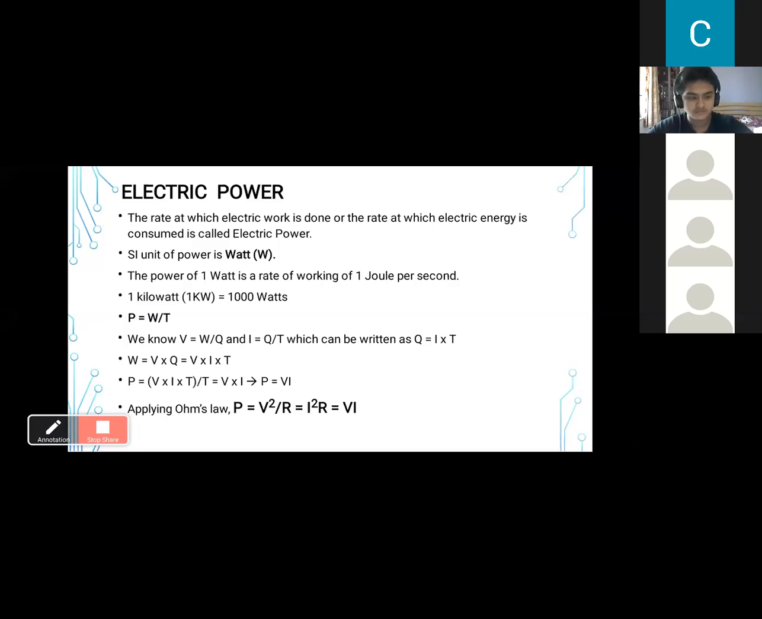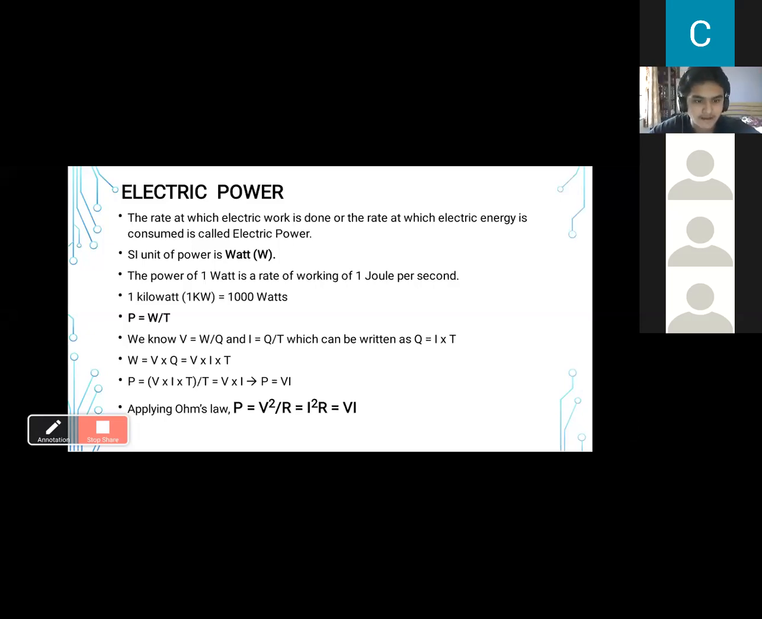Whatever is given to you, you will apply that. If voltage and resistance are given, you will apply V square by R. If current and resistance are given, you will apply I square R. If voltage and current are given, you will apply V into I. So is this clear? These three formulas? Ma'am, I have one doubt.